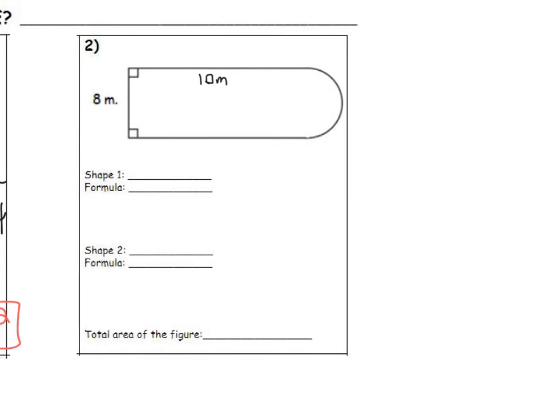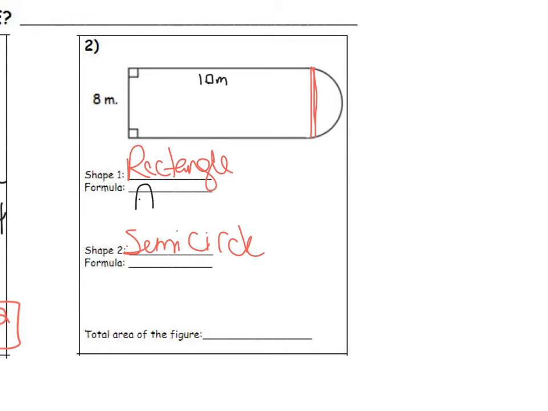Okay, now number 2, we have 2 shapes in this composite figure. So we're going to draw a line here. That means we have a rectangle and a semicircle. The formula for the rectangle is area is equal to base times height, and the area for the semicircle, area equals pi radius squared divided by 2.